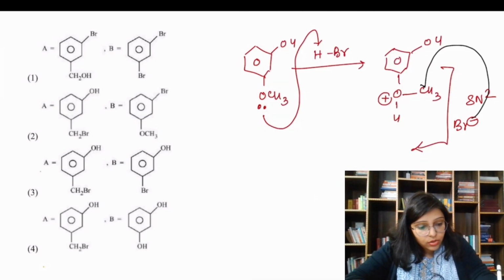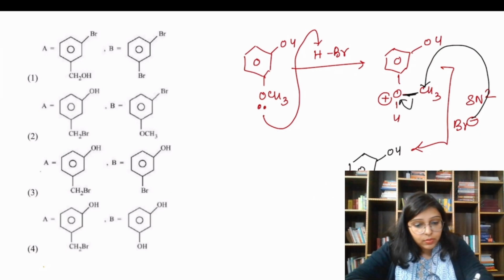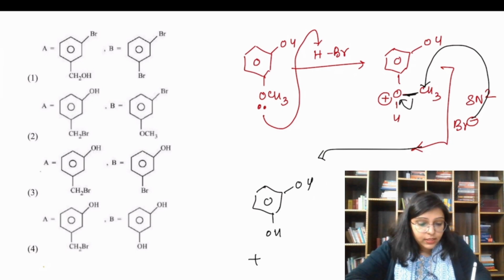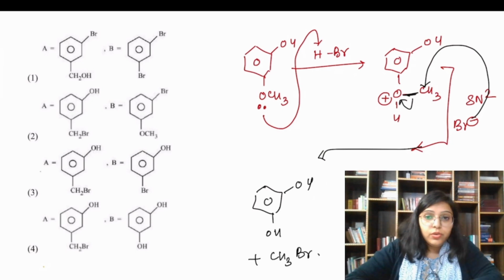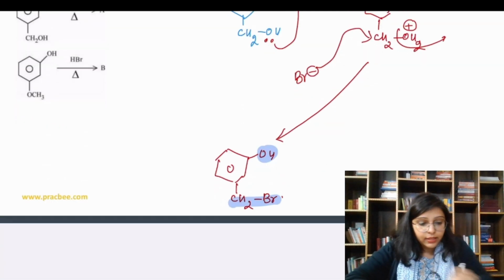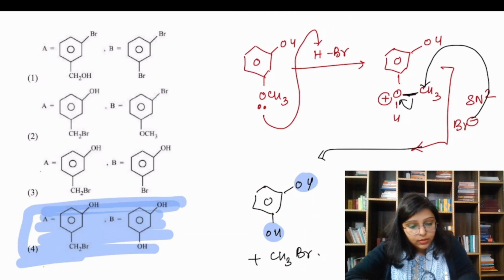So Br minus attacks the less sterically hindered carbon, and the electrons of this bond shift to the oxygen. So we get OH and OH, and with that we get CH3Br. Let me rewrite this. We get OH, OH plus CH3Br. So if we see the correct options, from the first we have OH and CH2Br, and in the second one we have OH and OH. So option 4 is going to be the correct answer. Okay? Option 4 is going to be the correct answer.